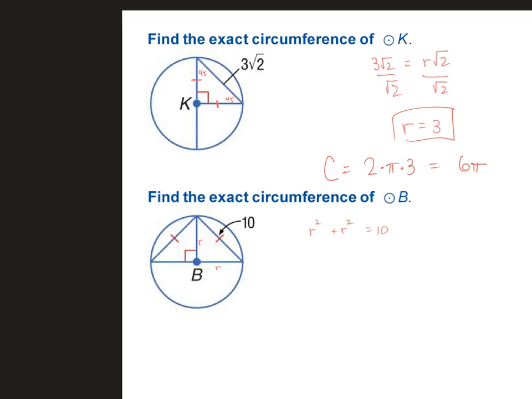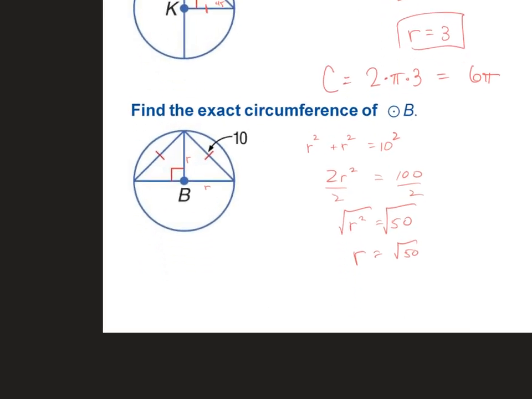So I've already established that the legs are r and that the hypotenuse is 10, so that's 10 squared. So I get 2r squared is equal to 100. Now I'll divide both sides by 2. So I get r squared is equal to 50. Now I need to take the square root to solve for r. So I get r is equal to the square root of 50.